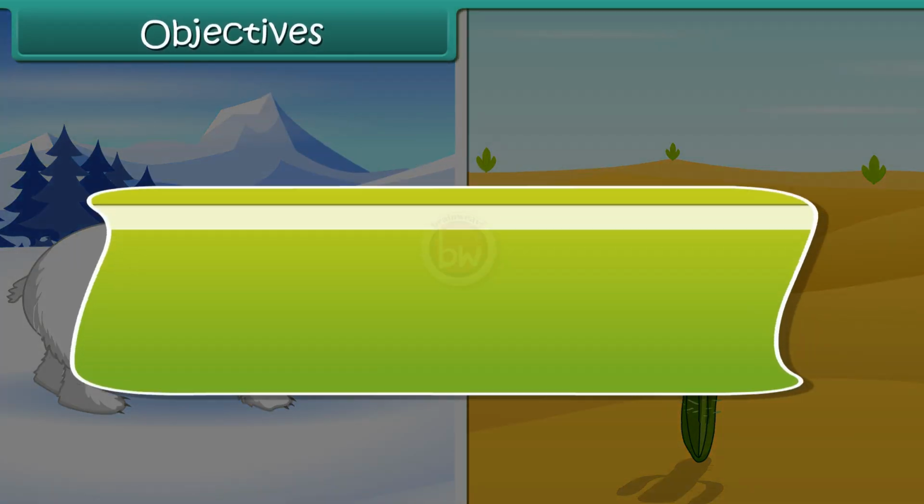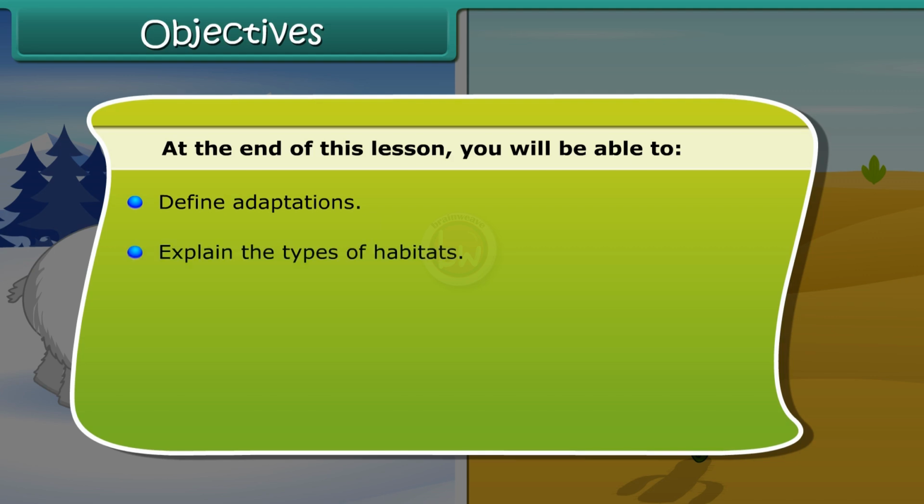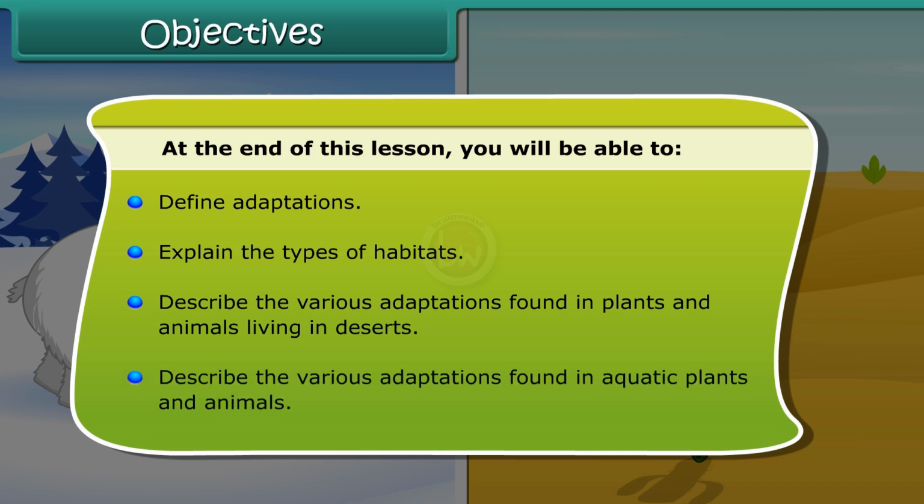Objectives. At the end of this lesson, you'll be able to define adaptations, explain the types of habitats, describe the various adaptations found in plants and animals living in deserts, describe the various adaptations found in aquatic plants and animals.